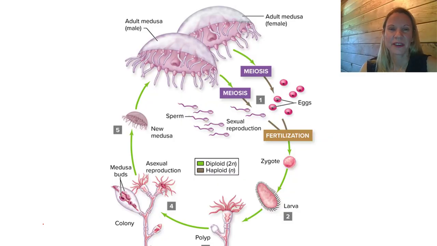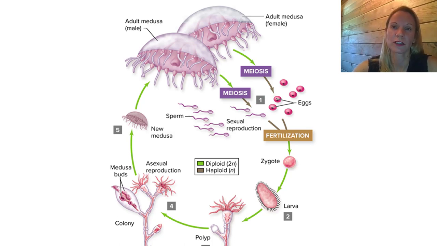Okay, so let's review the life cycle of the jellyfish that you just observed in the video. So remember, cnidarians share a common ancestor with the sponges. So it makes sense that many animals in this category are also sessile, meaning that they are polyps attached to a surface like a rock. So the juvenile jellyfish forms as a result of sexual reproduction.